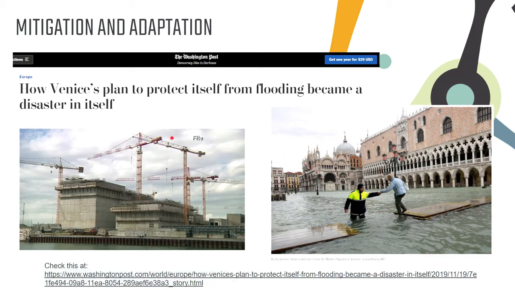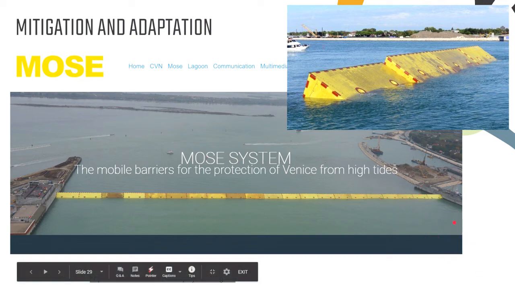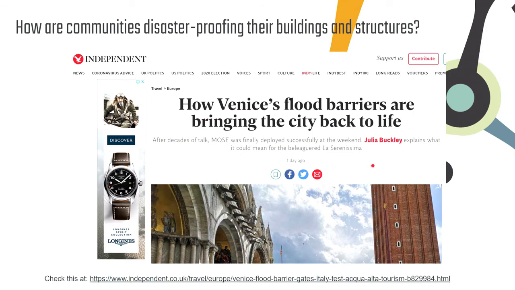They have what they call the MOSE system. These are mobile barriers that aim to protect Venice from high tides. That's the initial goal. These barriers will protect the inner part of Venice should there be high tides, so that the city will not be flooded that much. However, there are some problems with the infrastructure, with the mobile barriers, and it actually caused more problems for the city. But thankfully, the flood barriers are working now, and they are able to bring the city back to life. If you're interested in how all of this transpired, you can check out all the links in the description below.